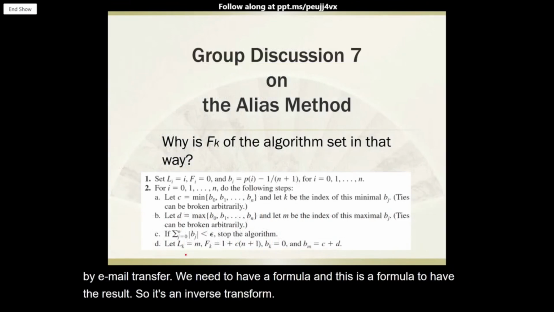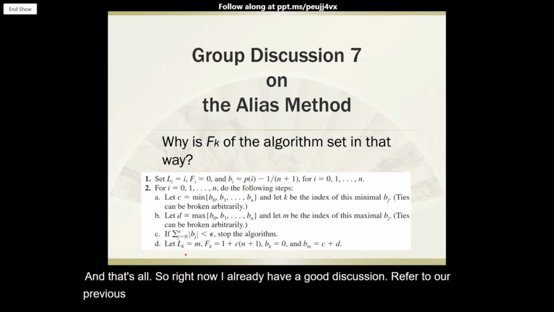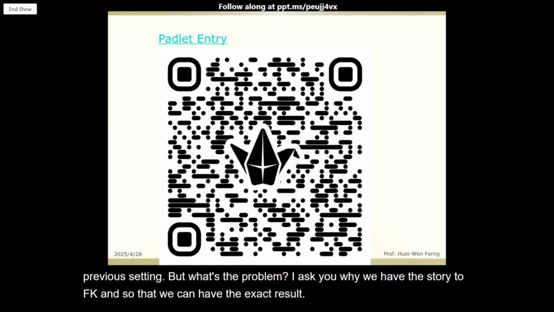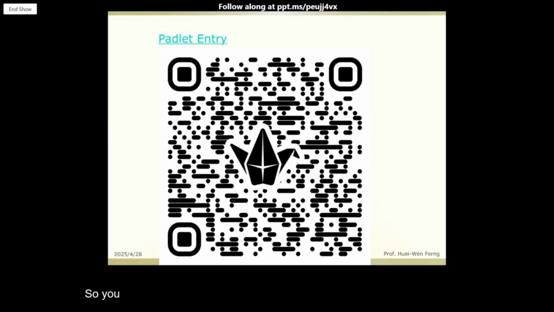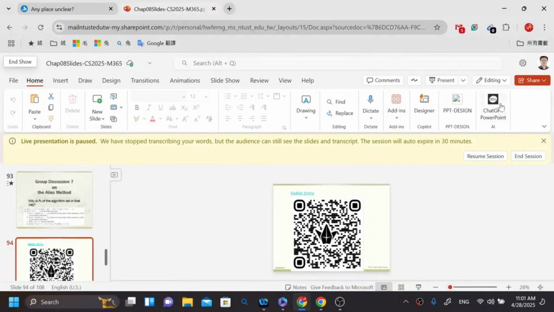And that's all. So right now, I already have the good discussion. Refer to our previous setting. But what's the problem? I ask you why. We have the story to FK, so that we can have the exact result. So you can scan the QR code here, or maybe, sorry, let me rearrange it. So wait a moment.